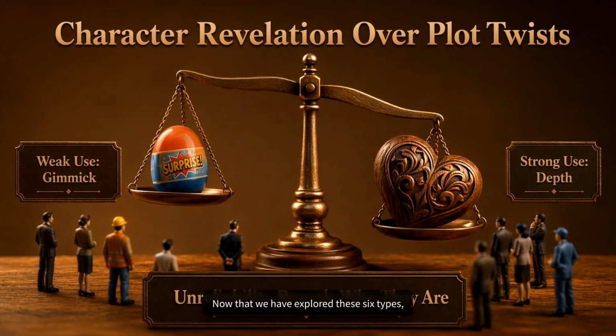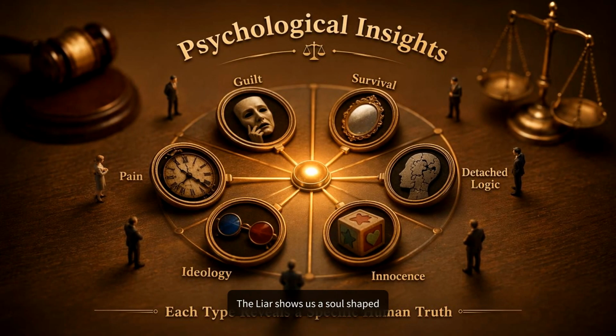Now that we have explored these 6 types, let us return to the most important idea. Unreliability reveals character, not just plot. A weak use of the unreliable narrator treats it as a gimmick. It builds toward a single, shocking twist, and then it is over. A strong use of the unreliable narrator does something deeper. The liar shows us a soul shaped by guilt and the need for control.